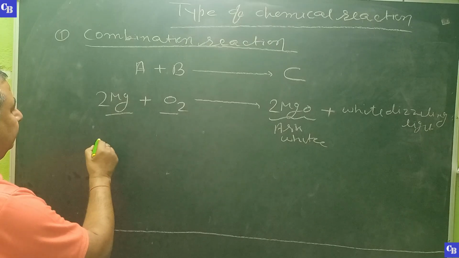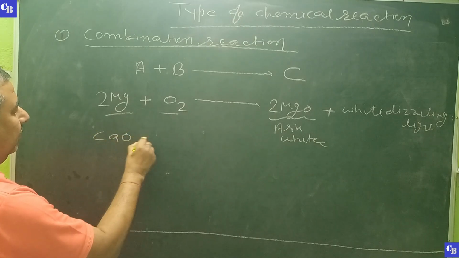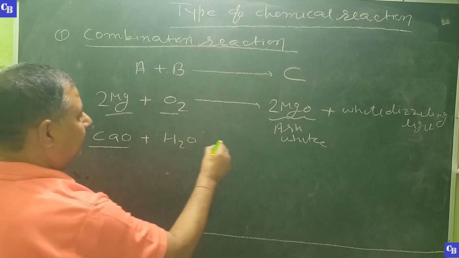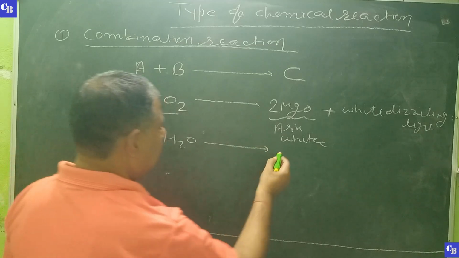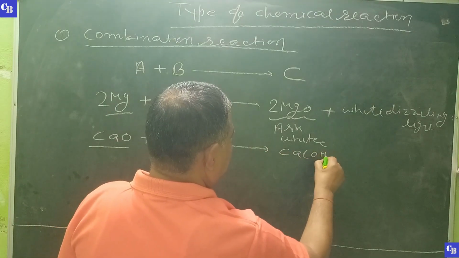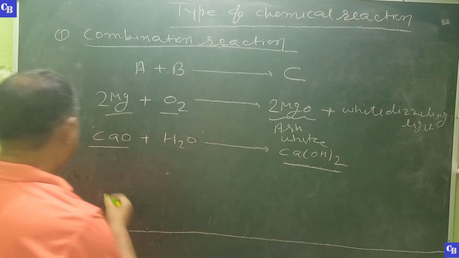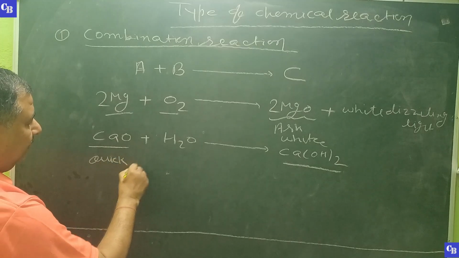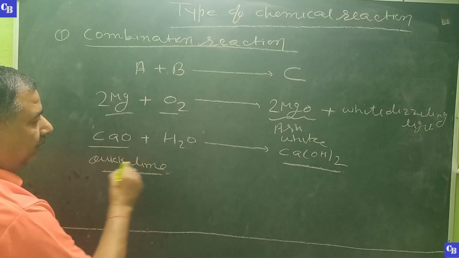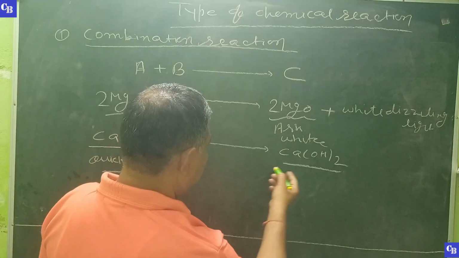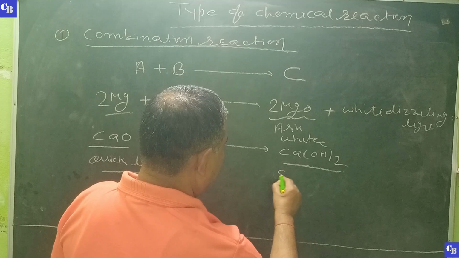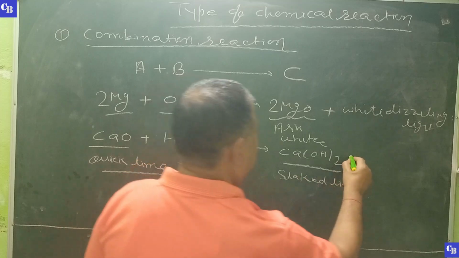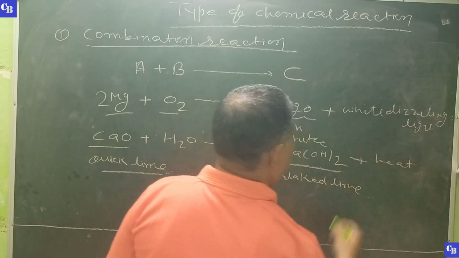Another example is calcium oxide. Calcium oxide is added in water, then forms calcium hydroxide. The common name of calcium oxide is quicklime. When quicklime is added in water, it forms calcium hydroxide, which is called slaked lime, and a large amount of heat is also produced.